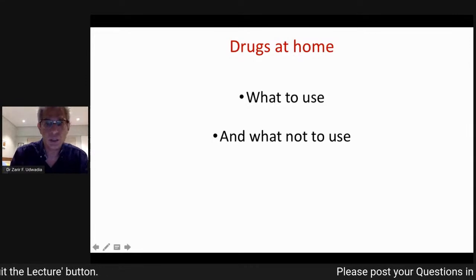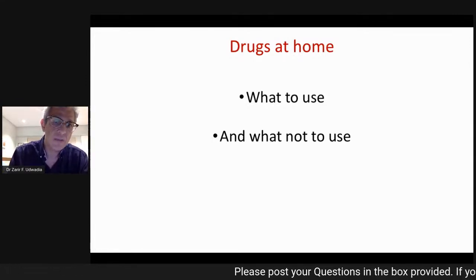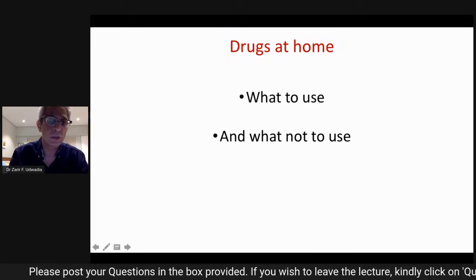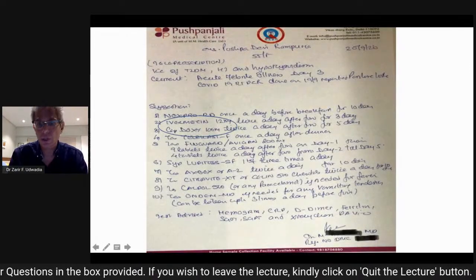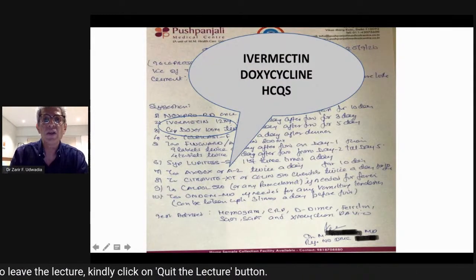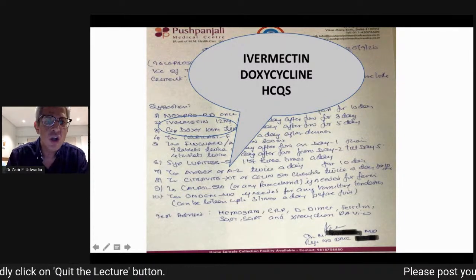Let's move on to drugs at home. What do you use when you decide to have your patient and look after him at home? And equally important, what should you not be using? So this is a typical prescription. This is from a consultant. I've removed the name except that he's an MD. And you will see prominently featuring on this long list.